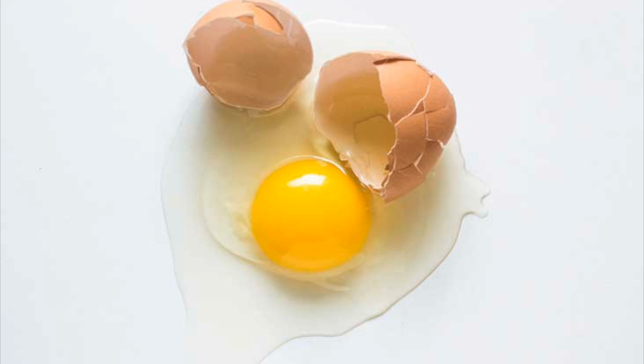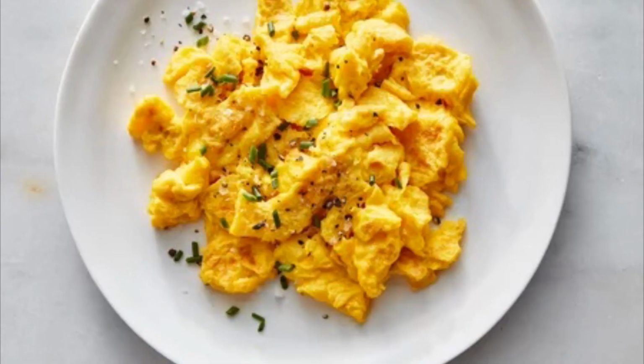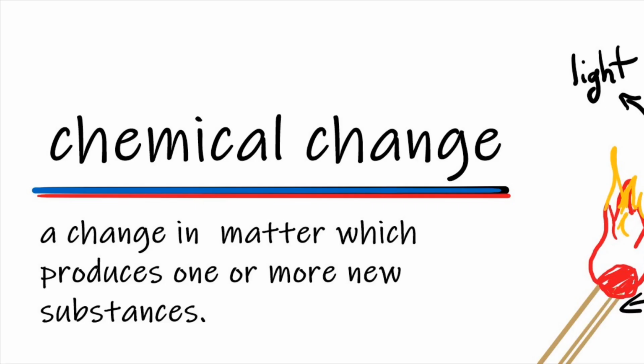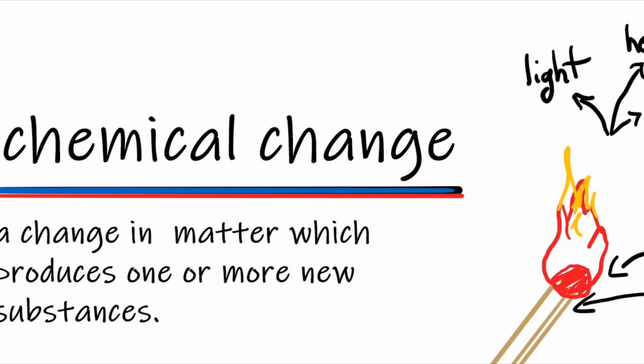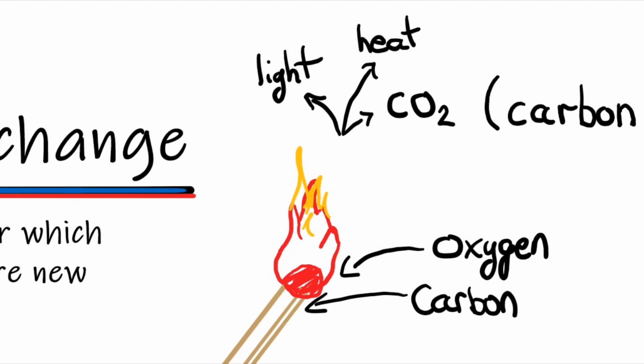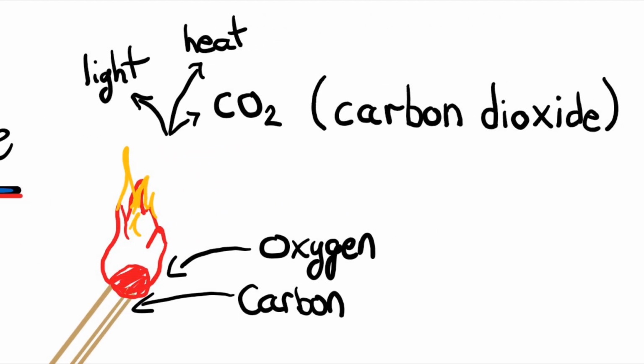But when eggs are cooked, the clear egg becomes white or yellow and hardens with the yolk. The egg has changed again, but in a new way. This is an example of a chemical change. A chemical change is a change in matter that produces one or more new substances. Chemical changes occur as a result of a chemical reaction. So during a chemical reaction, atoms are rearranged to make different molecules or compounds.